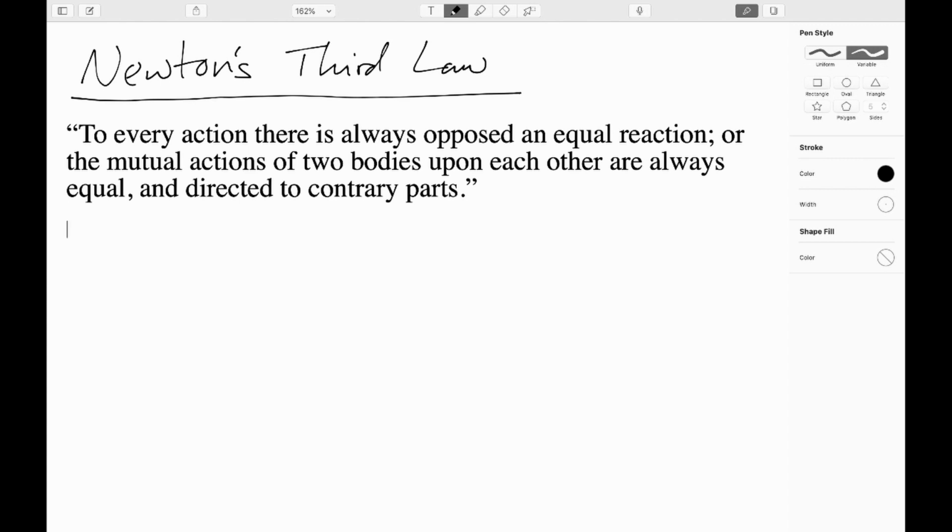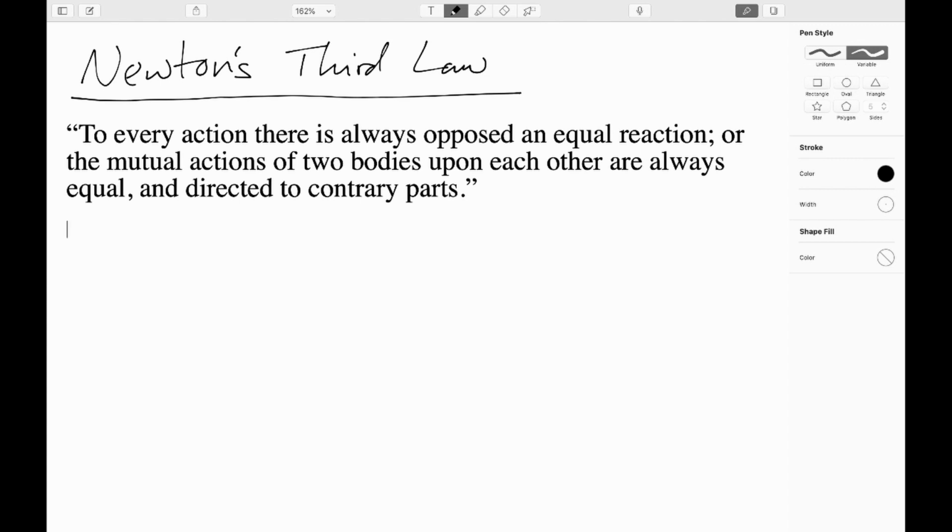He says, "To every action there is always opposed an equal reaction; or the mutual actions of two bodies upon each other are always equal and directed to contrary parts." Now the reason I highlighted the semicolon is that in the first several editions of the Principia, the book that Newton wrote summarizing mechanics, the sentence ended at the semicolon. But he found that even among his contemporaries, he needed to clarify it a little further. And so in later editions, he added the bit after the semicolon.